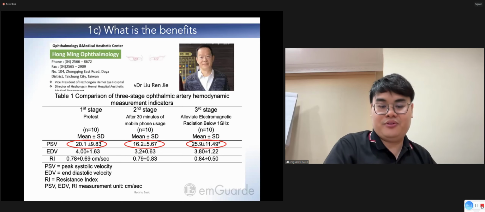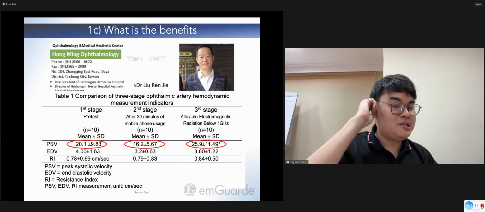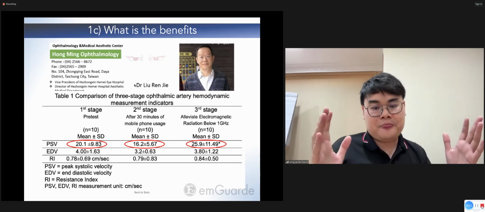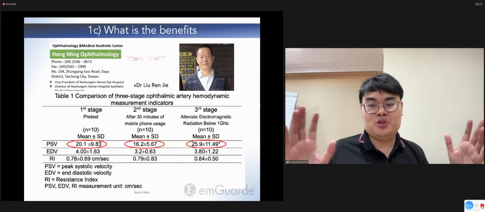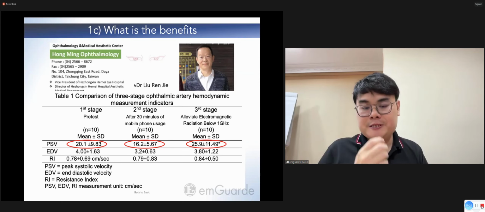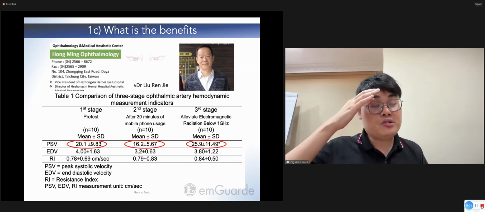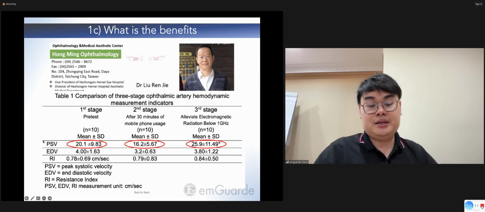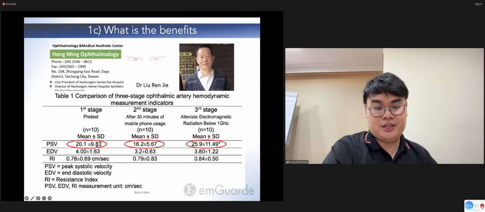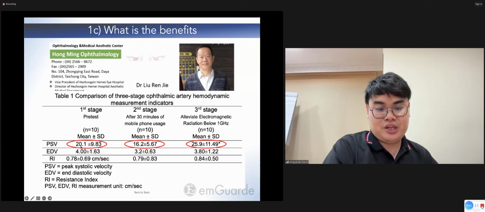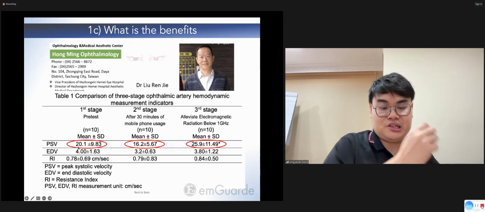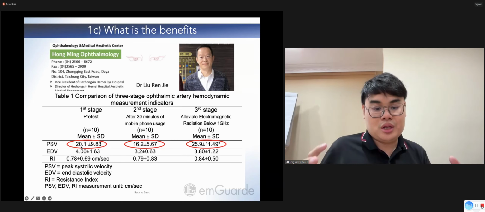Now these are some scientific figures here. Stage 1 means these 10 test subjects are not using any mobile phones; they're just sitting in an environment. Based on Dr. Liu's finding, the average microcirculation speed for the eyeball clocked in at this figure here. Can you see that? 20.1 plus minus 9.83. So this is the average. They call it peak systolic velocity. So it's actually a measurement.